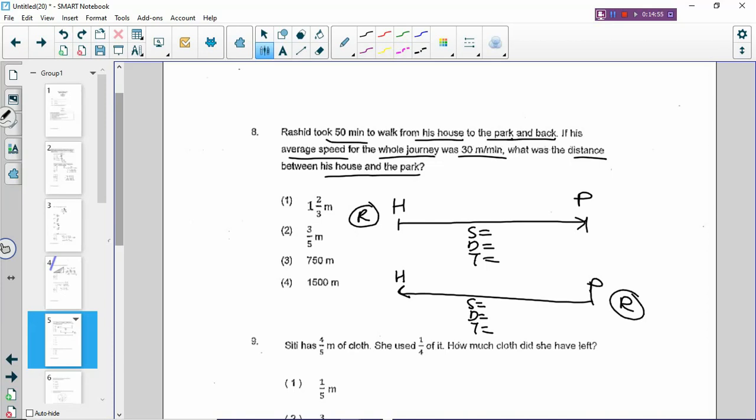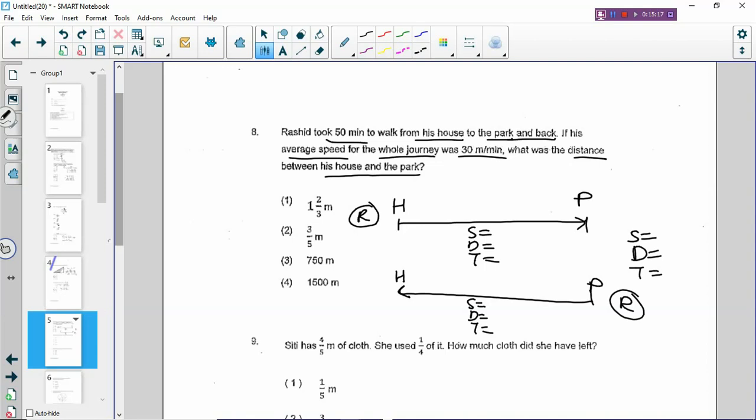So there is a third set of values, which is your overall speed, the overall speed for the whole journey. There's also something called total distance traveled, and then there is a total time taken. So you have three sets of values. Your job is to fill the numbers, put the numbers into the model.